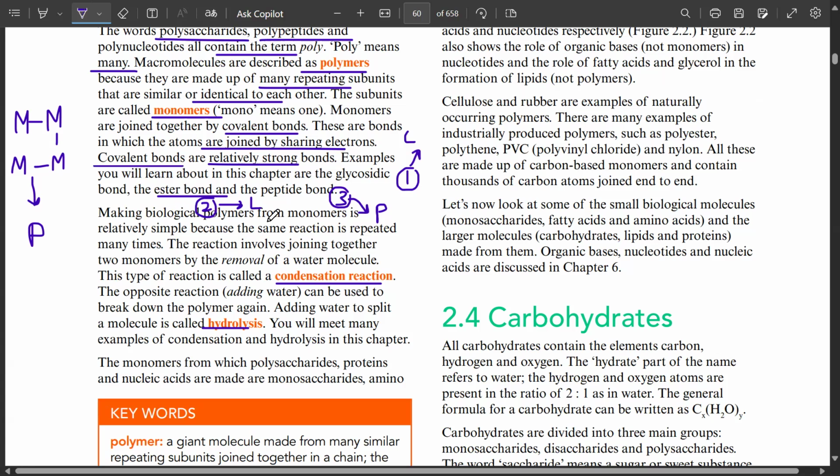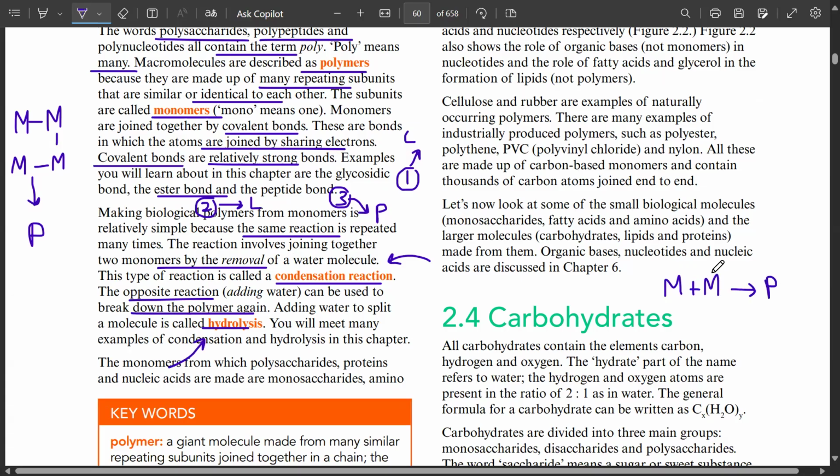Making biological polymers from monomers is relatively simple because the same reaction is repeated many times. The reaction involves joining together two monomers by the removal of a water molecule. We call it a condensation reaction. And the opposite reaction is adding water, which breaks down the polymer again. We call it hydrolysis. So let's say monomer plus monomer forms polymer.